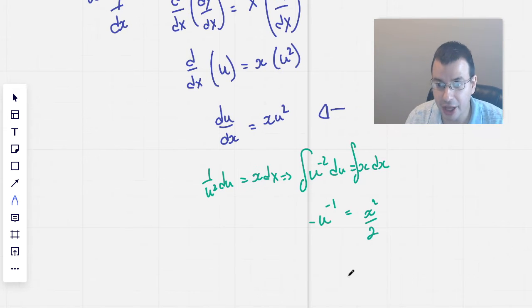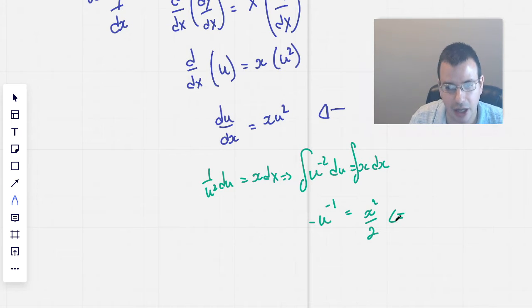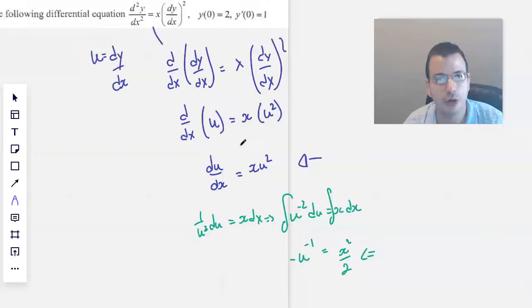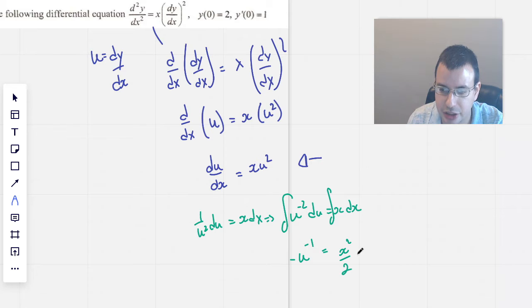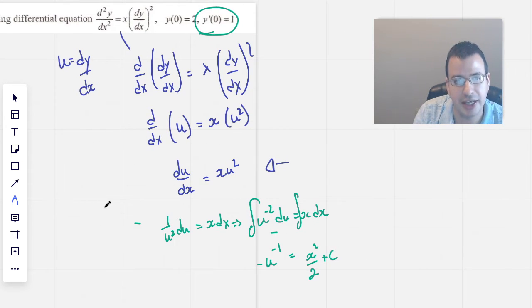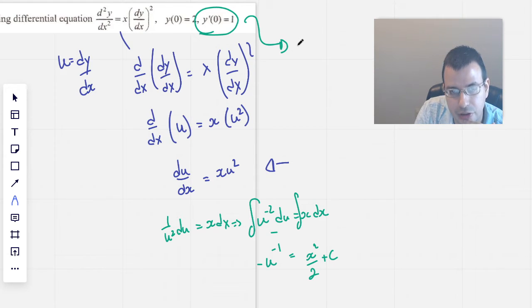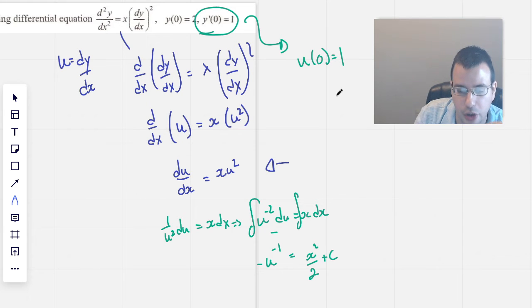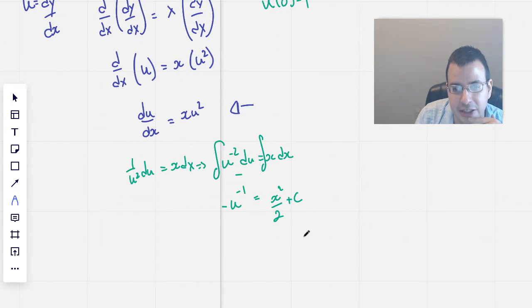Okay, so now we have this, and we're like, all right, what do we do from here? So we're going to do, oh, forgot the plus c. There we go, plus c. So now we're going to use our initial conditions. So this says we're going to use y prime of 0 equals 1. Well, y prime is just going to be u. So this is the same as saying that u of 0 equals 1. So what this means is that when I plug in 0 for x, we're going to get u equals 1.